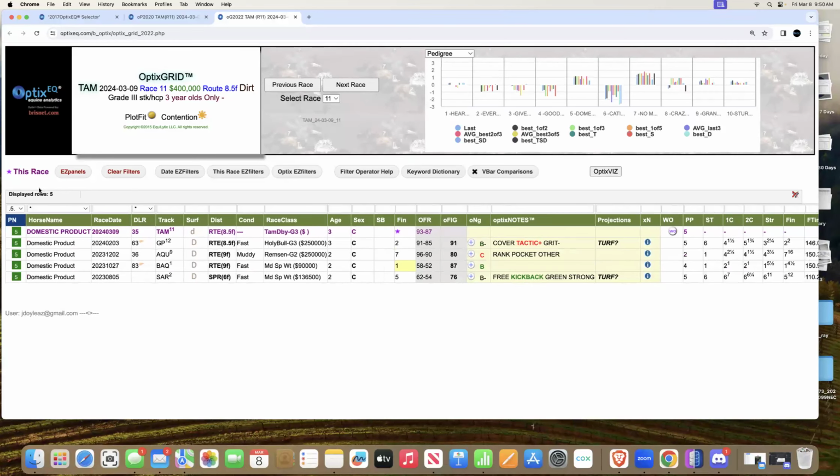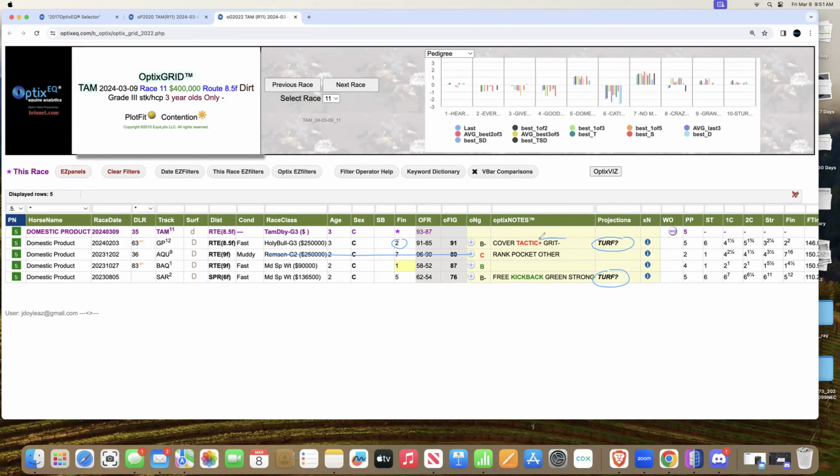Here's one of the favorites that I wanted to take a look at and maybe be negative on a little bit. Domestic Product. You notice, and these are the turf projections, we just think that this horse might be better on turf. Now, he has been running in graded stakes, 7th in the Remsen, which is a weird race. Don't know how to take that race. He came back and ran really well in the Holy Bull, but not really well because he did finish second.